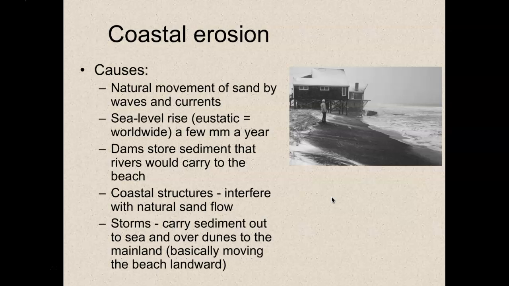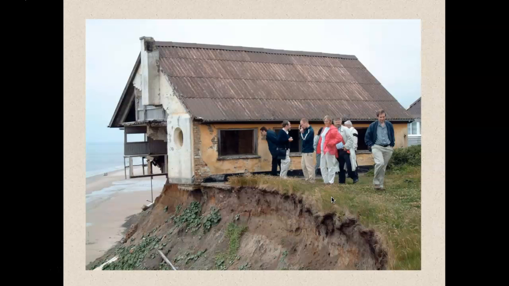They're probably the biggest movers of sediment. So they carry sediment out to sea, or storms can carry sediment towards the mainland over the dunes. Basically, that would be the beach moving landward as storms carry sediment over the dunes. But we have our structures in the way, and so here's the coastal erosion along a little cliff. That house is obviously condemned. You can no longer live in it because of coastal erosion.